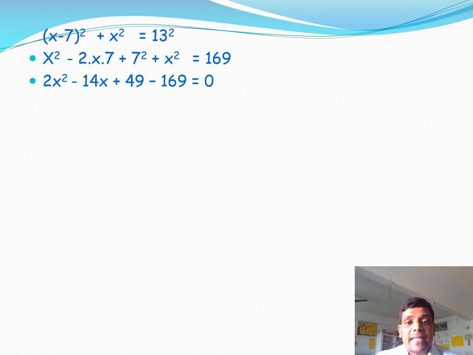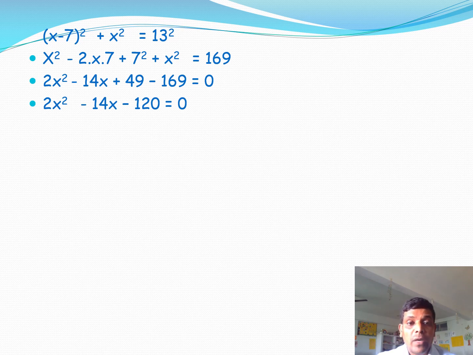x square plus x square, 2x square. Minus 2 into 7 is 14x, plus 7 square, 7 into 7 is 49. So 169 is in the RHS place. So transpose 169 from RHS to LHS, it becomes minus 169 is equal to 0. 2x square minus 14x plus 49 minus 169. What is the value of 49 minus 169? Minus 120 is equal to 0.